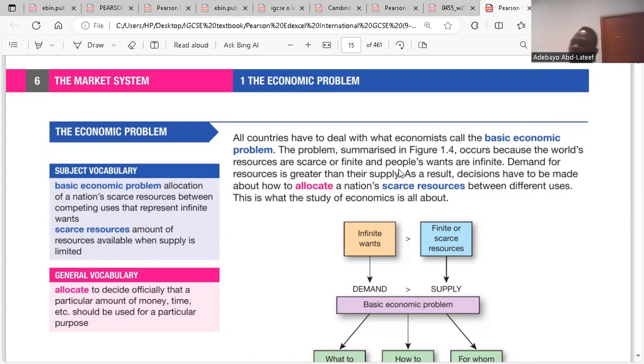So what are the questions? What are the problems that we have when it comes to allocating resources? They are the economic questions, which are what to produce, how to produce, and for whom to produce. Because there's scarcity, we need to allocate resources. Then how do we allocate these resources? This brings about the economic questions of what to produce, how to produce, and for whom to produce. Do you get it?